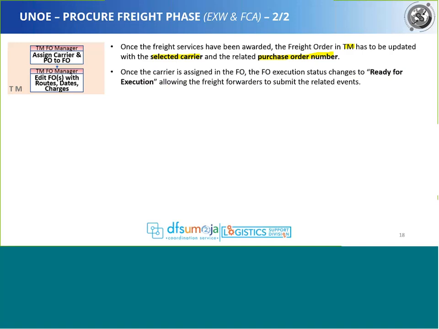Once we assign the carrier in the freight order, the freight order status changes to ready for execution, meaning that the freight forwarder will be able to enter the carrier collaboration portal and submit events and attachments. The freight forwarder will only see in the carrier collaboration portal the freight orders for which they have been assigned as carrier. That's why it's important, it's a mandatory step to go in TM and select the awarded carrier. Otherwise, the freight forwarder will not be able to see those freight orders in the carrier collaboration portal.